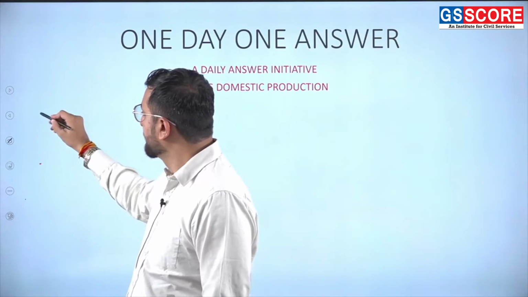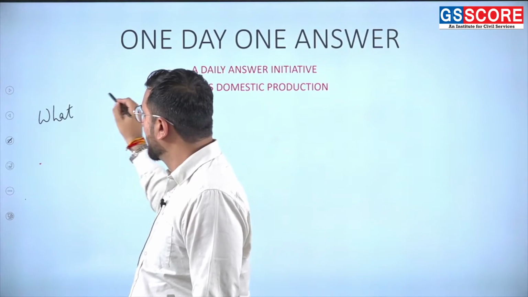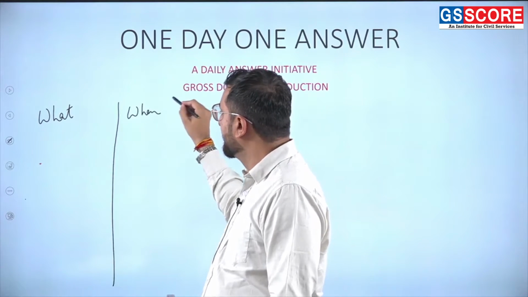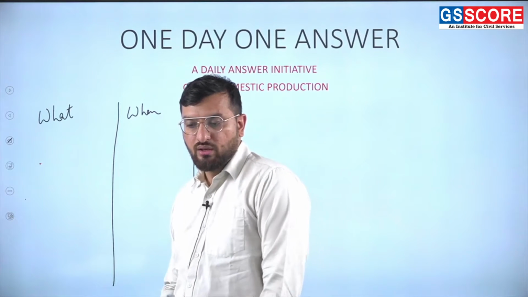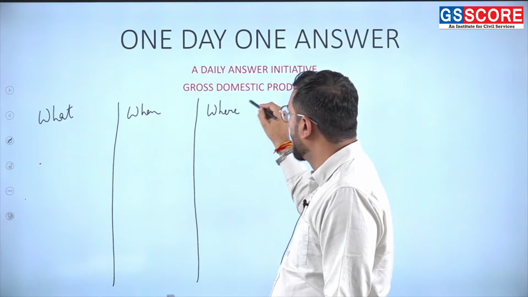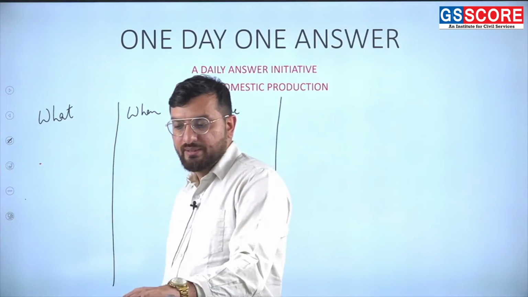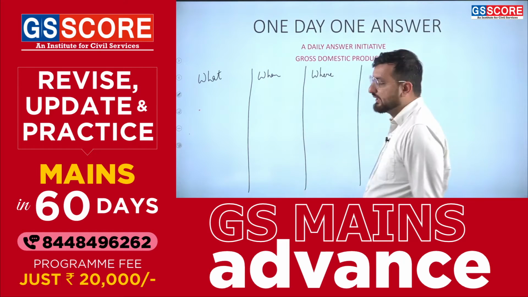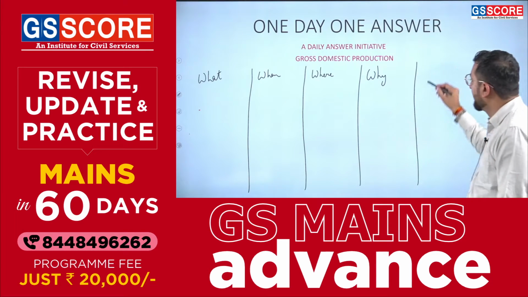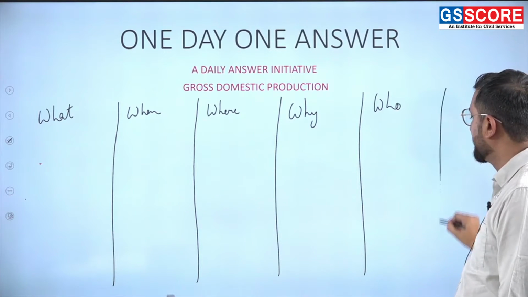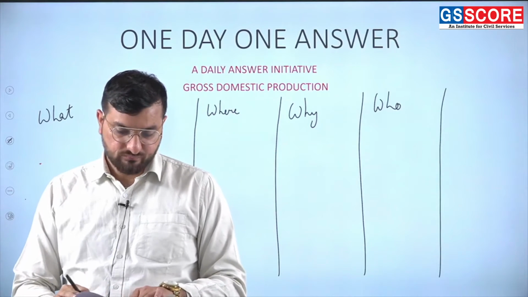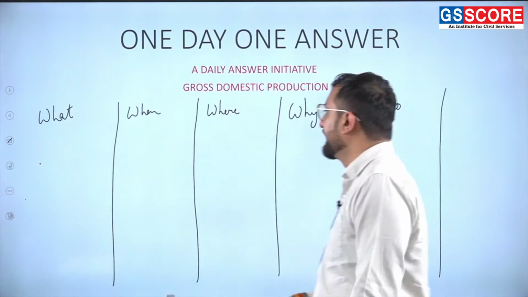So first of all, our questions will be, what is GDP? We'll be discussing it. When is GDP reported, or when are the GDP figures released, we can say. Next, where is GDP calculated and what are the different methods used? Next question, why is GDP that important for us? Next, who uses the GDP data? And then we'll have our last question regarding GDP, that is how is GDP calculated.